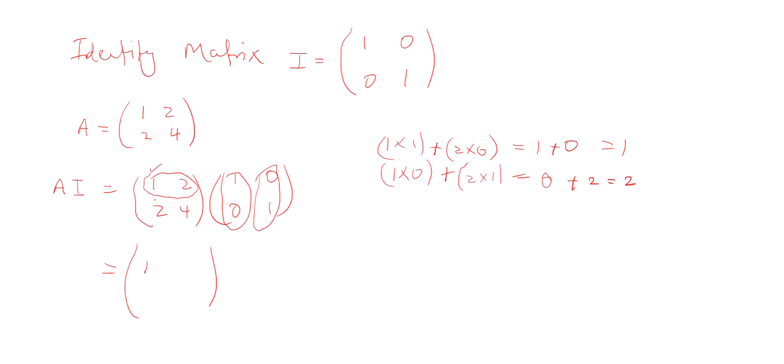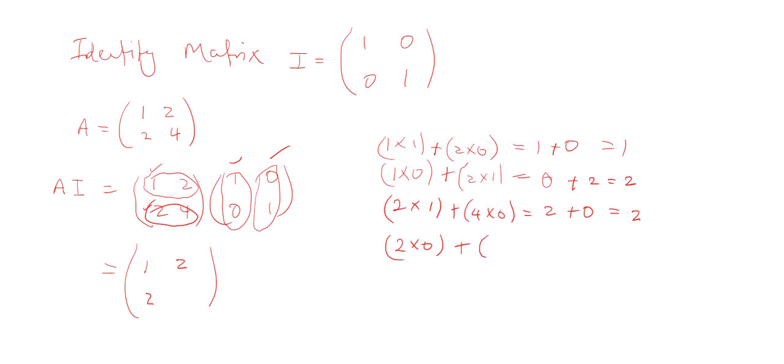Then we're going to take our second row, multiply by our first column. So this will be 2 by 1 plus 4 by 0, which is 2 plus 0, which will give me 2. So this term here is 2 and this term is 2. And then we're going to take our second row, multiply by our second column here, which will be 2 by 0 plus 4 by 1, which will be 0 plus 4, which will give me 4.